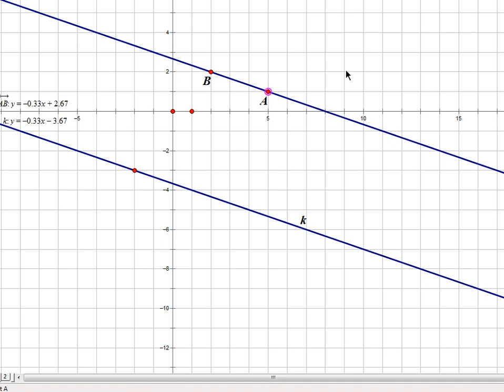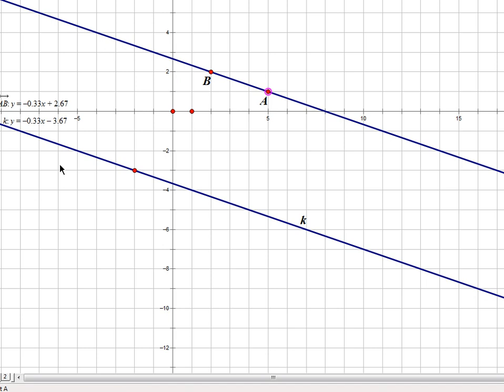The slope is always the same. That's right. So the slope for this one is down 1, right 3. The slope for this one is down 1, right 3. It's the same slope for both lines. These lines are parallel, and they have the exact same slope every single time I move this around.